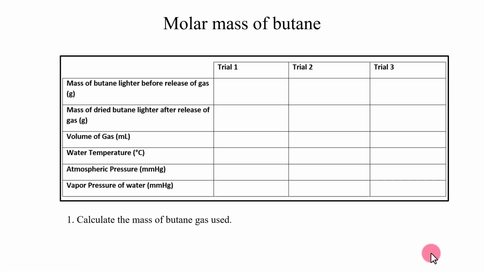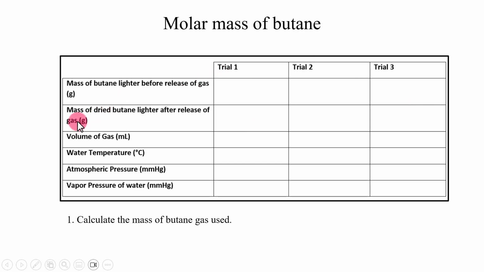In this video, I'm going to walk you through the calculations on how to figure out the molar mass of butane. This is the table that you will have to fill out in your lab report, and there is a series of images in the lab instructions where you need to download the pictures, open them up, and you will be able to get the mass of the lighter before and after the release of butane in each trial.